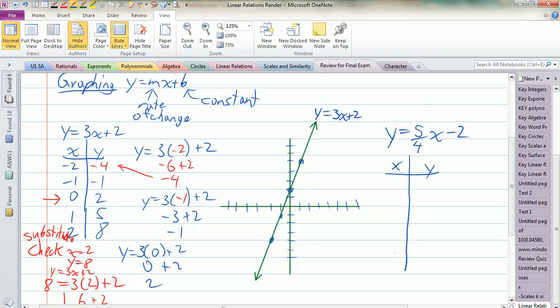4, what else? 0, what else? 8, what else? -8 and -4. So those are all multiples of 4, multiples of the denominator. So let's start with the low value and then get high. So we go to the high value.